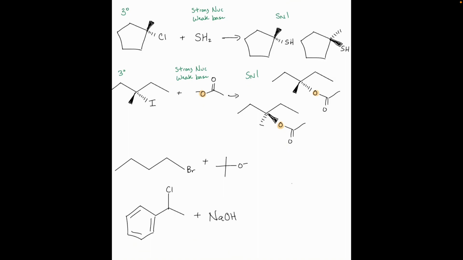All right, this next one is a primary alkyl halide, but now I have that big, bulky, strong base, weak nucleophile, which means that I'm going to get my elimination product, my 4-carbon alkene.